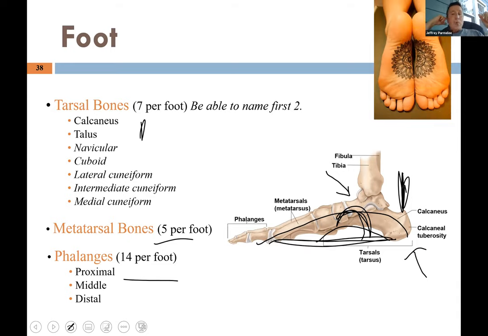So these arches are important. If these arches aren't there, you're going to have flat feet. It keeps a kind of spring to your step. So you should have arches going this way and arches going this way. It's important to normal locomotion.